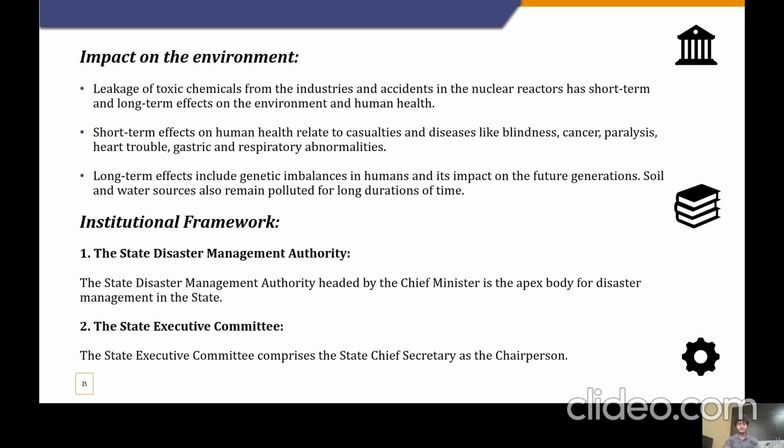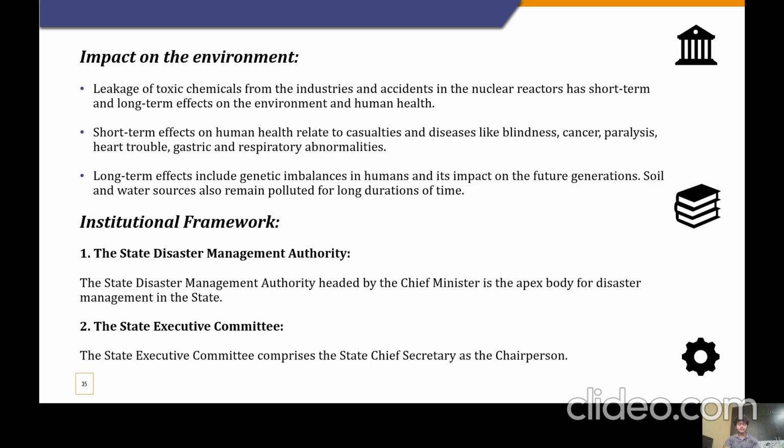Hence, there are many short-term as well as long-term effects of these chemicals on both. The short-term effects include blindness, cancer, paralysis, heart trouble, and gastric and respiratory abnormalities, while the long-term effects include genetic imbalance in humans and its impact on future generations. Also, the soil and water sources remain polluted for a very long period of time.